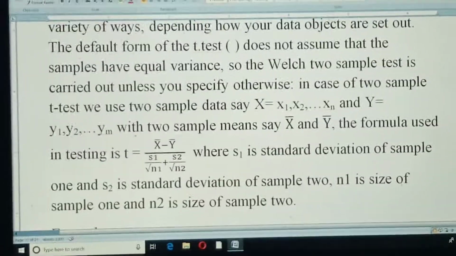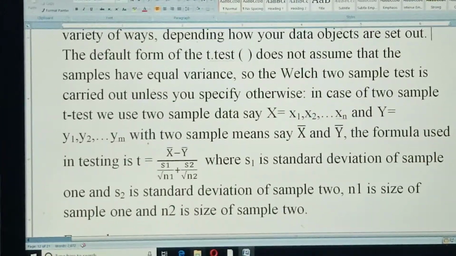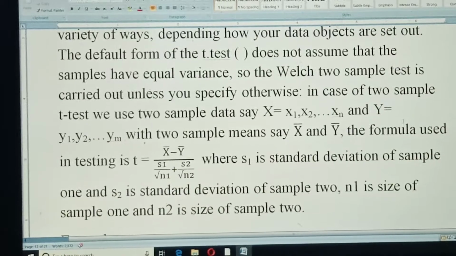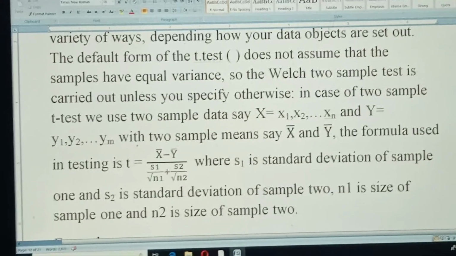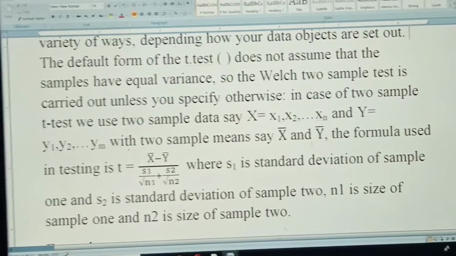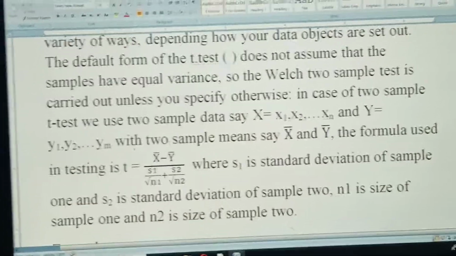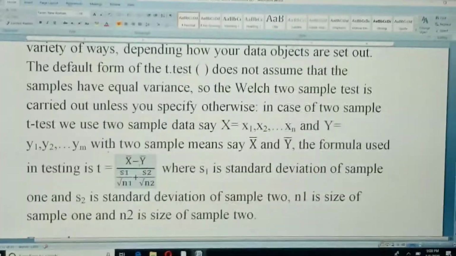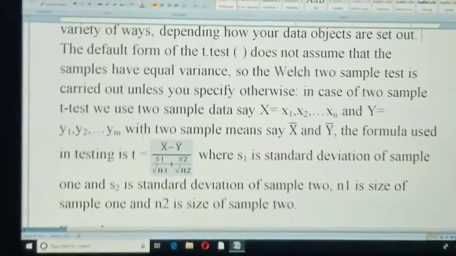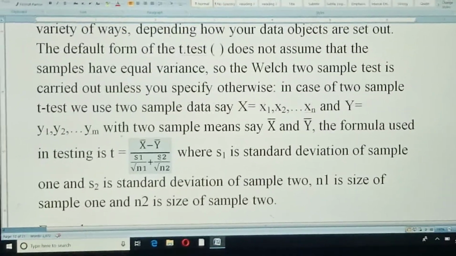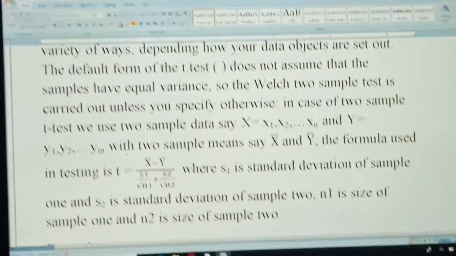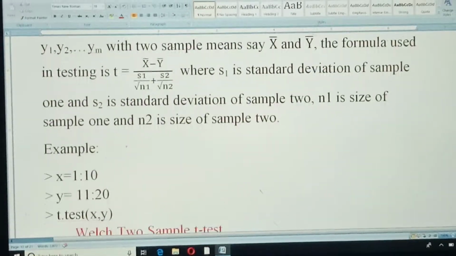In the case of the two sample t-test, we consider two vectors: x having n observations x1, x2, etc. up to xn, and y having m observations y1, y2, etc. up to ym, and their respective means x bar and y bar are determined. A variable having a t distribution is given by the formula t equals x bar minus y bar divided by the square root of s1 squared by n1 plus s2 squared by n2, where s1 is the standard deviation of sample 1, s2 is the standard deviation of sample 2, n1 is the size of sample 1 and n2 is the size of sample 2.